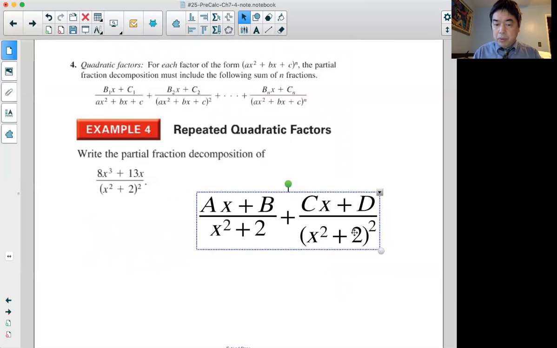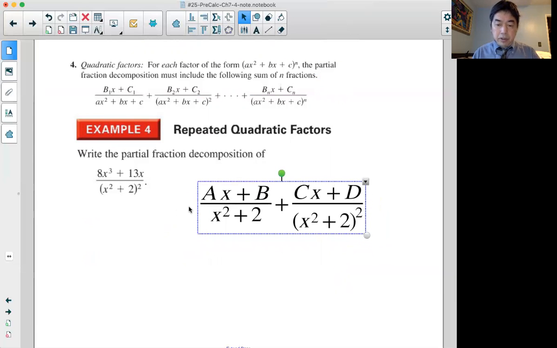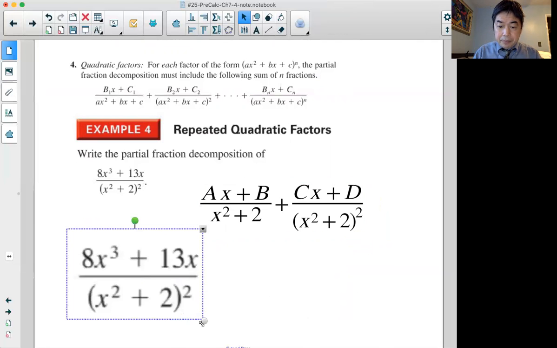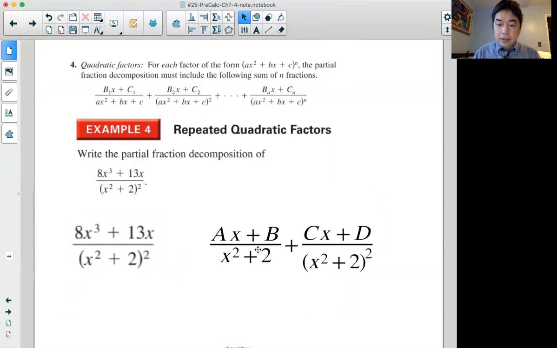Why don't you try to do it by yourself? If you want to solve it by yourself, you can pause the video here. You can do it. Okay, all right, so this is going to be like this. So this is the equation.